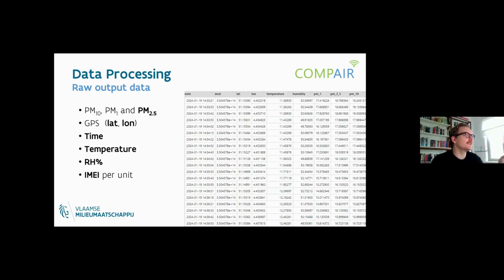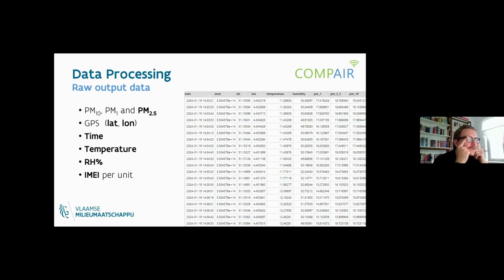So what does this data look like that you get? Well, you get concentration for PM10, PM1, and PM2.5. We're interested in PM2.5. We get GPS coordinates, latitude and longitude. We get a time coordinate. We get temperature, relative humidity. We get an EMA, which is some identifying number per unit. Of course, without any context, without any input, this is not so interesting to look at. It's just a big table of numbers.